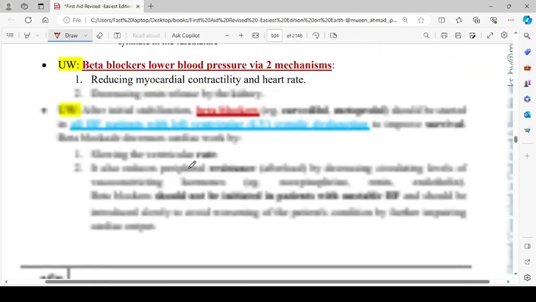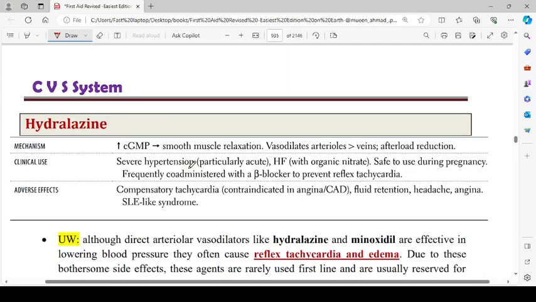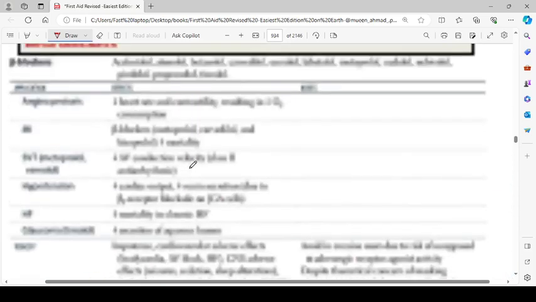Then comes the beta blockers, that is a bit lengthy. So we'll continue with the beta blockers in the next session.